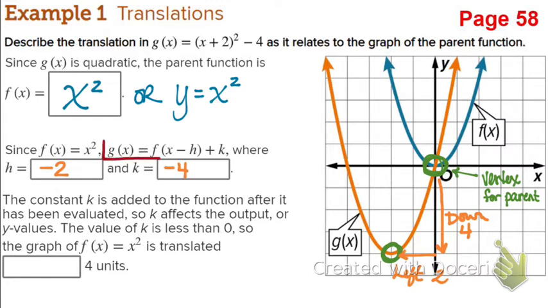This is what my transformation form will look like for all of my different transformations. This f in the front just means the parent function. H will tell me about left and right, and k will tell me about up and down.